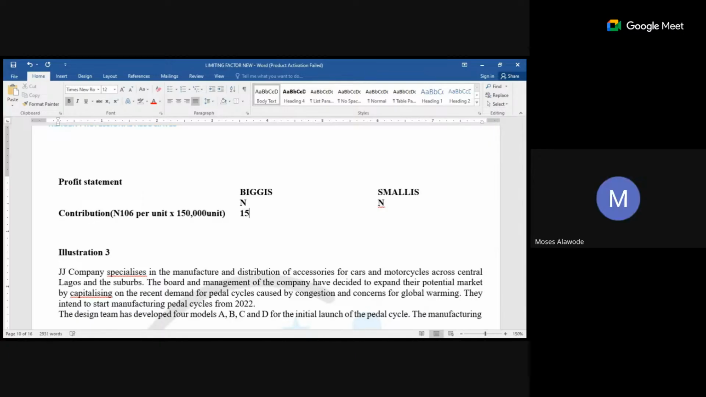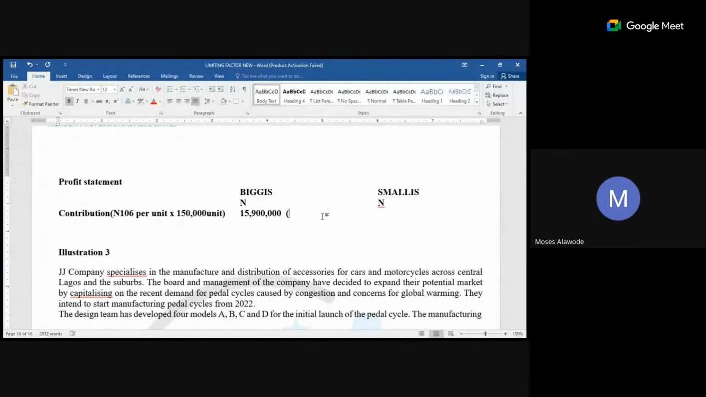15,900. Yes, sir, it should be in million now. That's 15.9 million, not 900,000. Okay, 15.9, yes. So next, what is the contribution per unit?